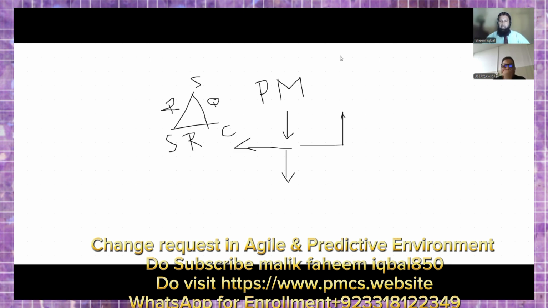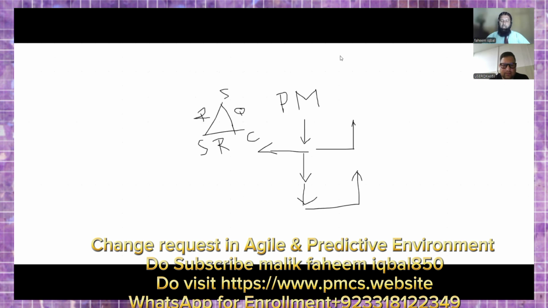And then the change control board will itself do the detailed impact analysis. And if the change control board rejects the change request, then they will send it back and communicate the change request to the relevant stakeholders. Okay.